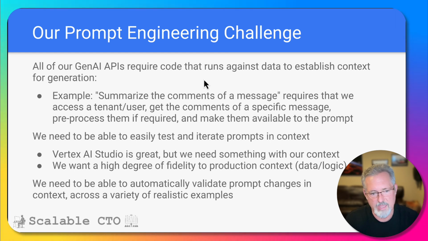That just doesn't seem manageable. So Vertex AI Studio is great, but we need something that works with our APIs in our context. And we really want a high degree of fidelity to production. So we want it to work as close to the way the app works as possible, so that when we're doing our prompt engineering, we can really see how it works against real data, the way the app's going to use it.